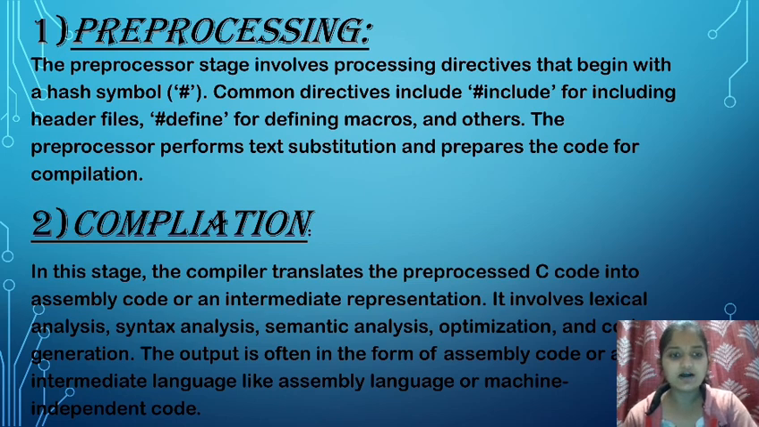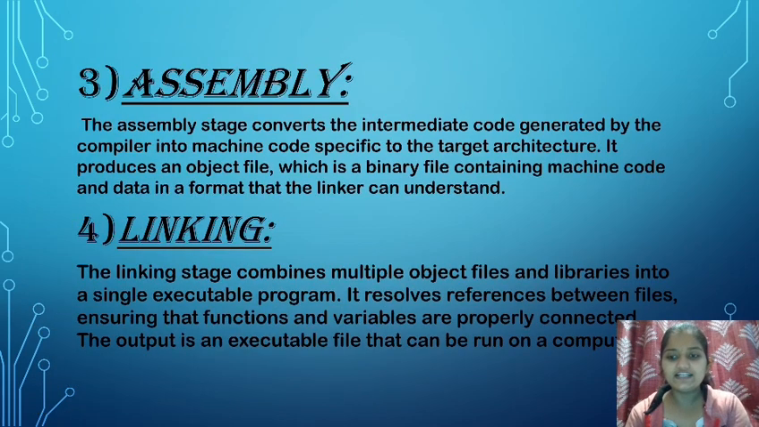And the next is compilation. In this stage, the compiler translates the preprocessed C code into assembly code or an intermediate representation. It involves lexical analysis, syntax analysis, semantic analysis, optimization, and code generation. The output is often in the form of assembly code or an intermediate language like assembly language or machine independent code.